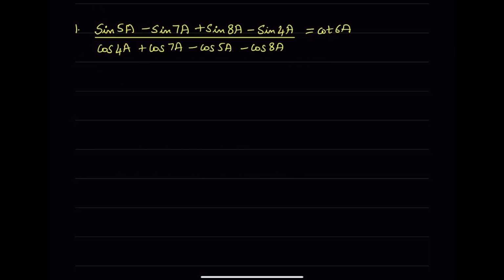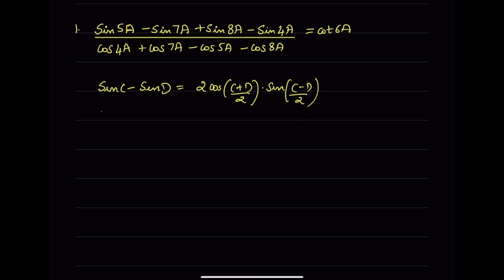In the first question, we have to prove that sine of 5a minus sine 7a plus sine 8a minus sine 4a, the whole thing divided by cos 4a plus cos 7a minus cos 5a minus cos 8a, will be equal to cot 6a, or cotangent of 6a. So here we are going to apply the formula of sin C minus sin D, which is equal to 2 cos C plus D by 2 times sine of C minus D by 2.